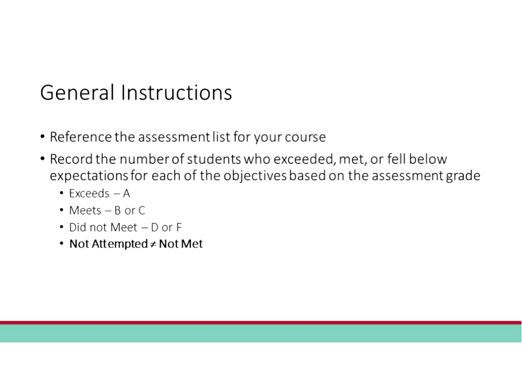So general instructions: start by looking at the assessment list and finding your course, then report the number of students that fall within each category. This is an important point. We are only interested in students who attempted the assignments. If you count students as did not meet when they are really in the did not attempt category, it really messes with the data. So we're going to talk a little bit more about that.